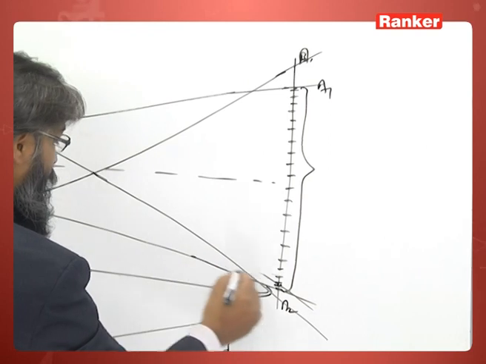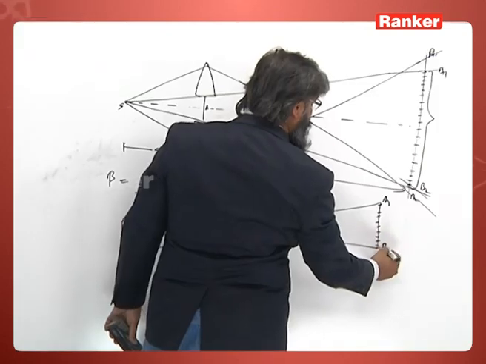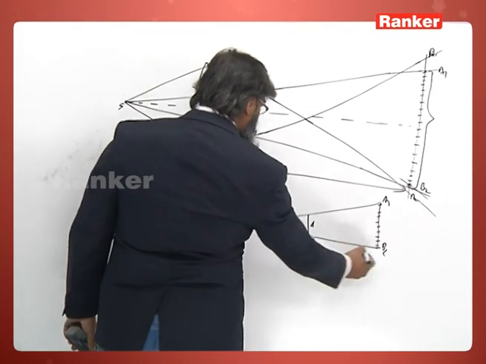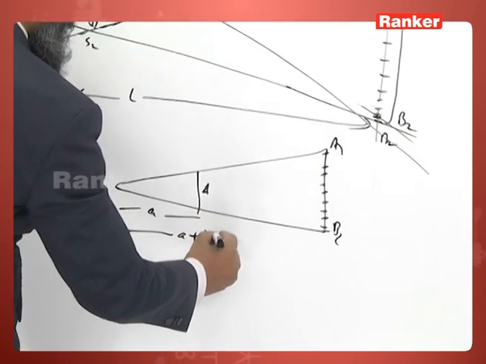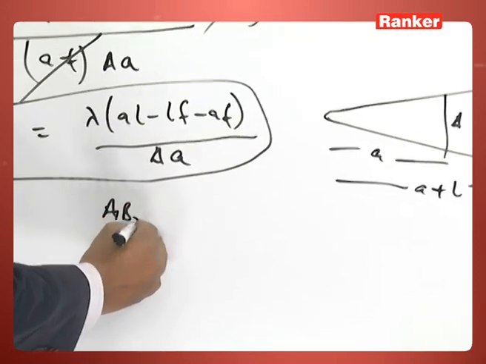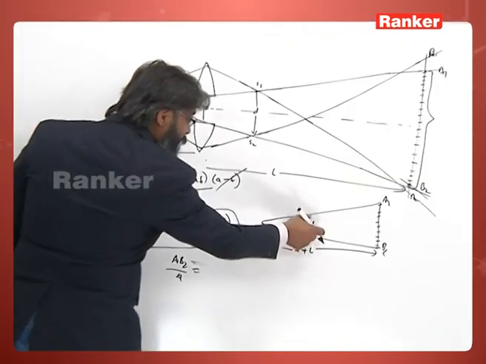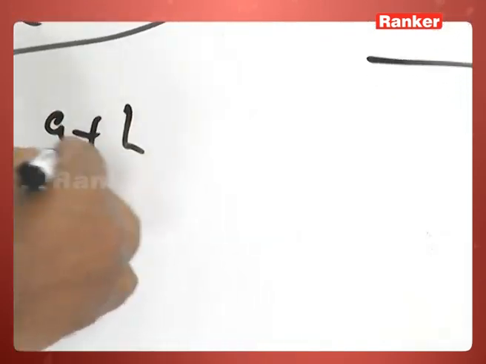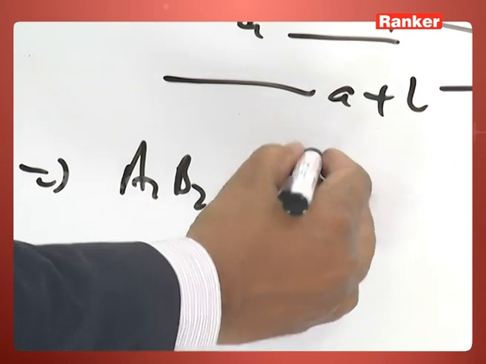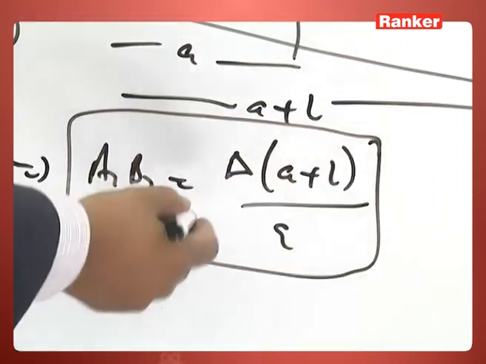and this is A1B2. Whatever its name is, it is A1B2. So we calculate this. Already we know that this total distance is A plus L. So by similar triangles, A1B2 by delta will be equal to the total distance A plus L by A, which implies A1B2 is equal to delta times A plus L by A. This is A1B2.